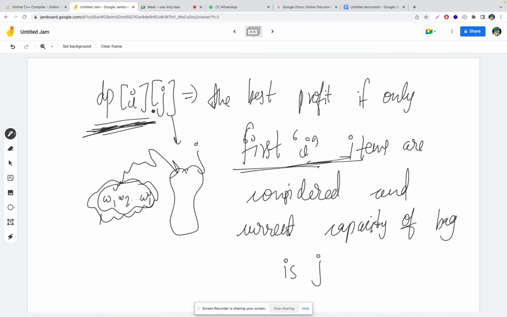Yes or no in the chat? I am just making a state and clearing its definition. Then we will think how to solve this. But for now, DP[i][j] means the best profit you can get if you are considering only the first i items and assuming that the capacity of your bag is j. Yes or no, guys? Write it in the chat.